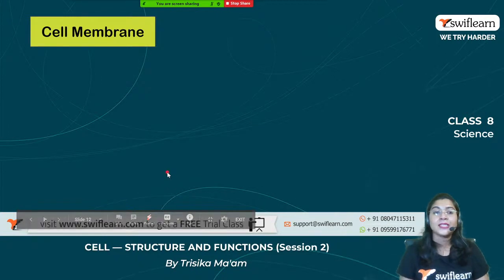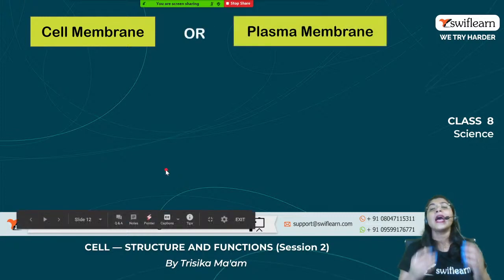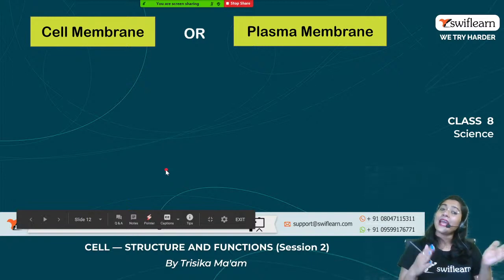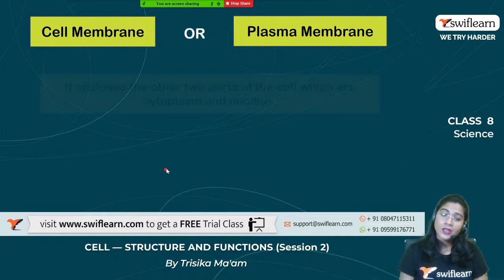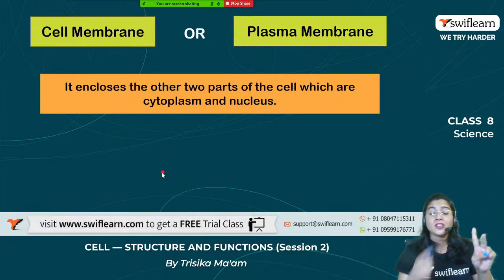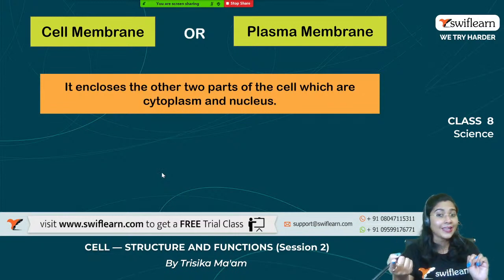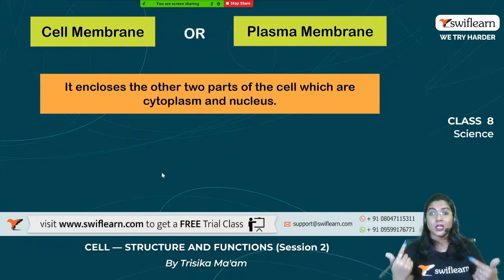So let's start with the cell membrane. As I have already mentioned, the cell membrane is also known as the plasma membrane, and this is present within the plant cell as well as the animal cell. So in all plant and animal cells, the outer boundary is the cell membrane. It encloses the two main parts of the cell: one is the cytoplasm, the jelly-like fluid, and second is the nucleus, which is the brain of the cell, because the nucleus controls all the vital activities of the cell.